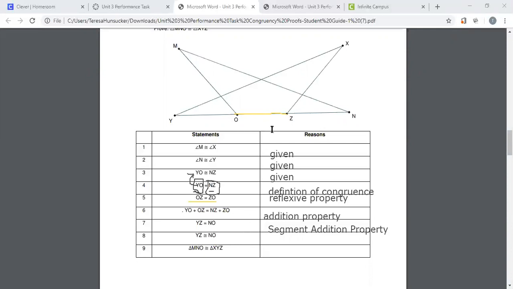Which one is it? Side, side, side, angle, side, angle, side, angle, angle, side, angle, side, or hypotenuse leg. I'll leave that up to you. All right, that is the end of part 2, problem 1. I'm going to stop the recording and I will make a new recording for the last problem on this performance task.